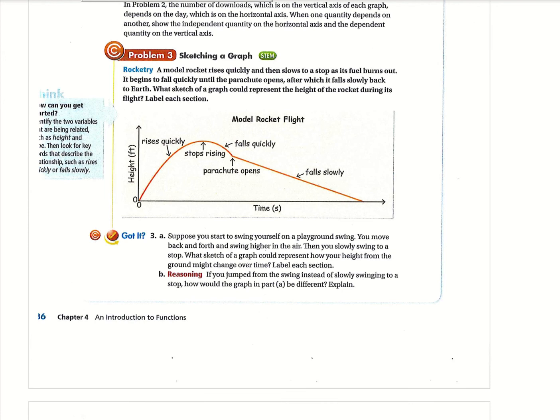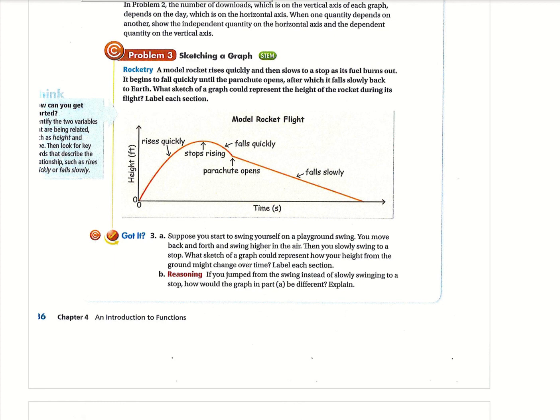Once you've done that, we've got the flip side of this, which is creating the graph from what you're told. They do it in problem 3 here. They call it rocketry. A model rocket rises quickly and then slows to a stop as its fuel burns out. It begins to fall quickly until the parachute opens, after which it falls slowly back to Earth. What sketch of a graph could represent the height of the rocket during its flight? Label each section.